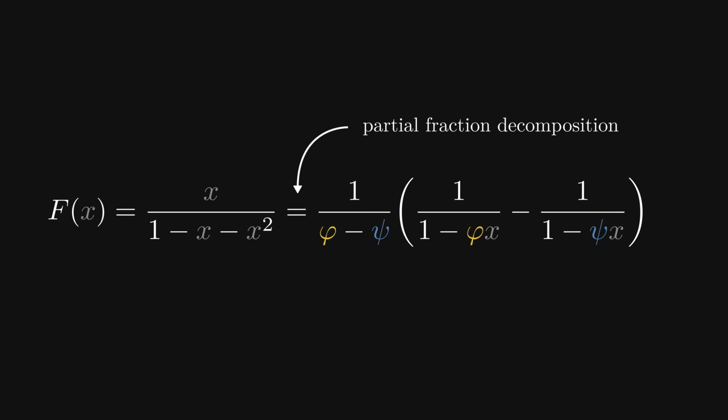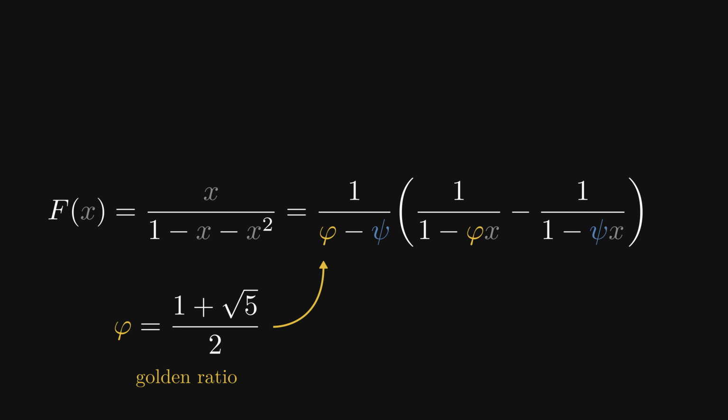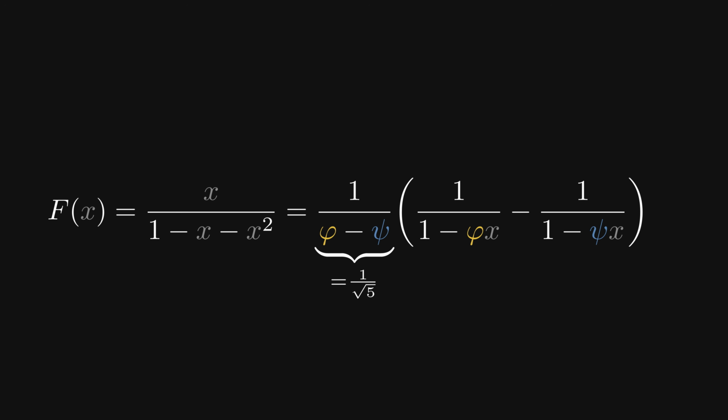I'm not going to spell out all the details, but with the magic of partial fraction decomposition, we obtain that f of x is the linear combination of two familiar terms, the generating functions of geometric series. The quotient of the first term is 1 plus square root of 5 over 2, otherwise known as the golden ratio. The quotient of the second term is 1 minus square root of 5 over 2, otherwise known as the conjugate golden ratio. Note that the golden ratio minus the conjugate golden ratio is 1 over the square root of 5.